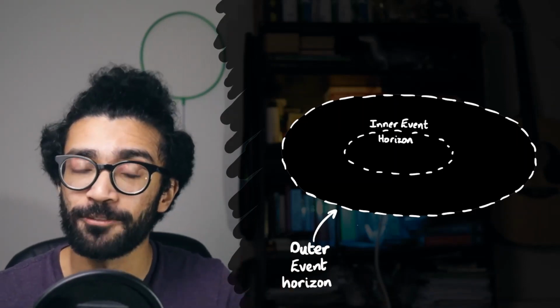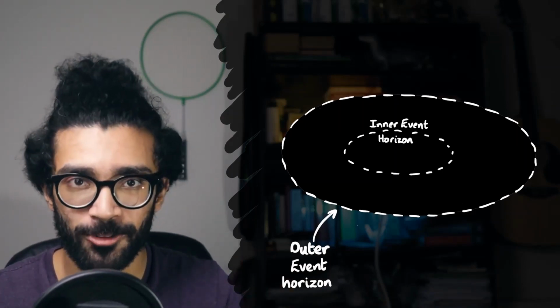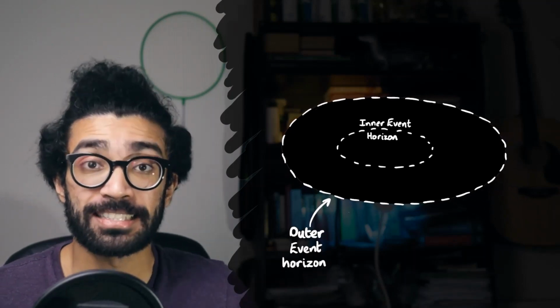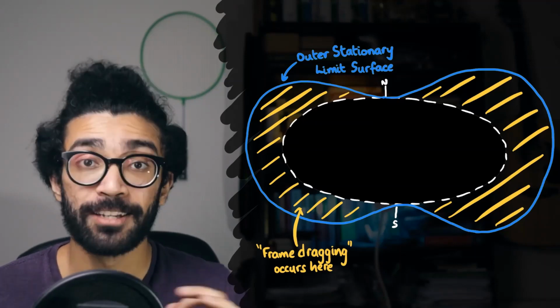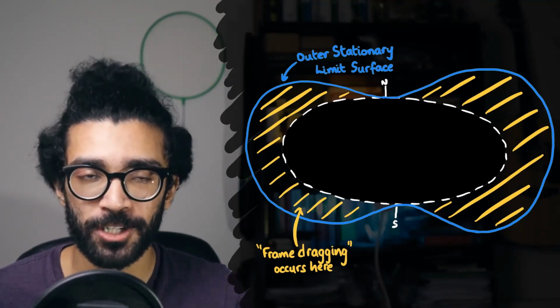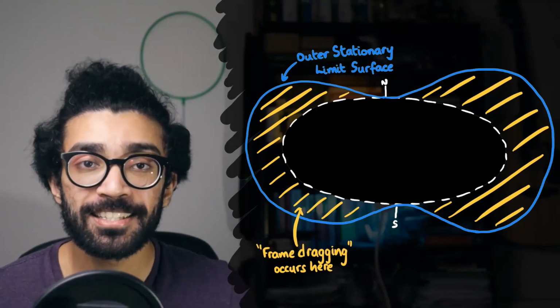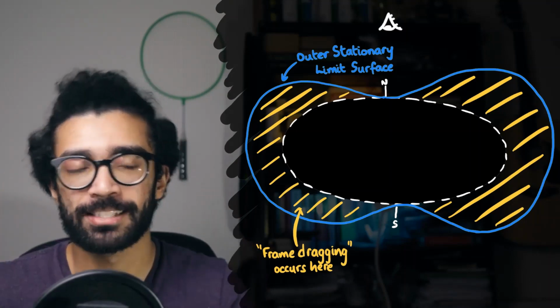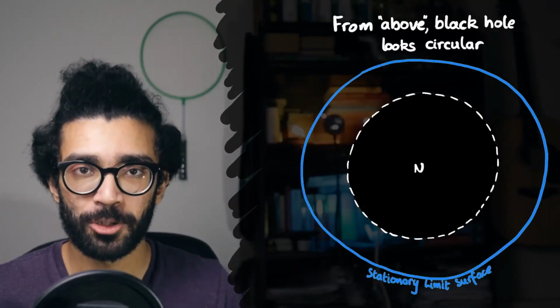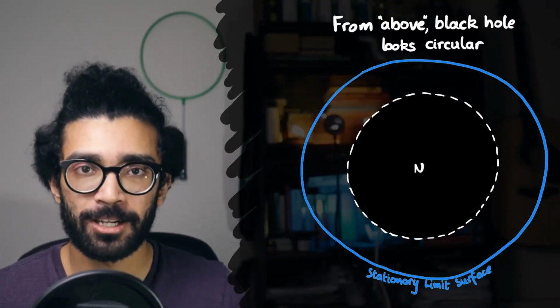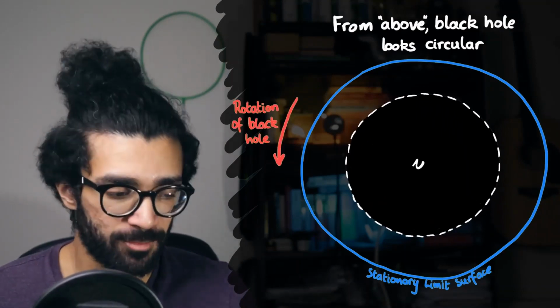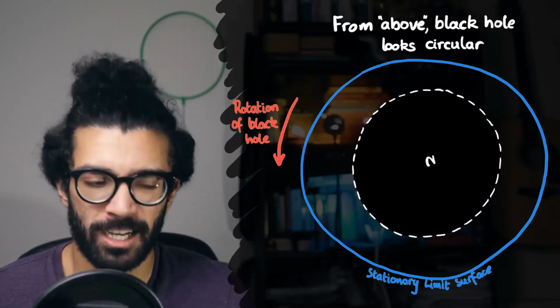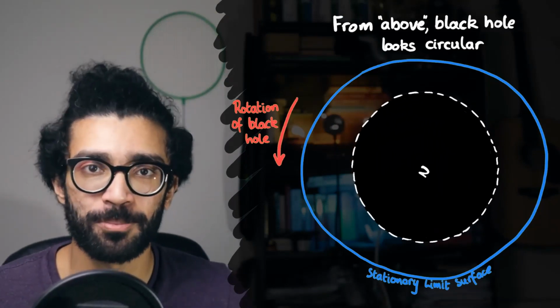But we're not done there for the surfaces of a rotating black hole. Another surface worth mentioning is known as the outer stationary limit surface. Beyond this boundary, an effect known as frame dragging occurs. Now, to understand this, let's imagine that we're looking down at our black hole. Basically, we're looking at it from the North Pole, and let's say that the black hole is rotating this way, anti-clockwise. Oh, and North Pole is kind of just what we call a particular pole. It's kind of convention, so don't worry too much about which pole is which.